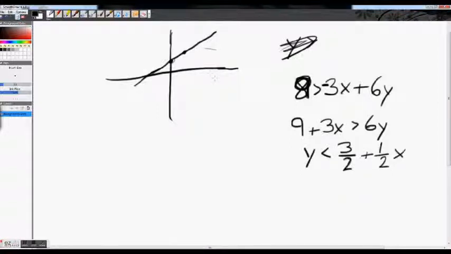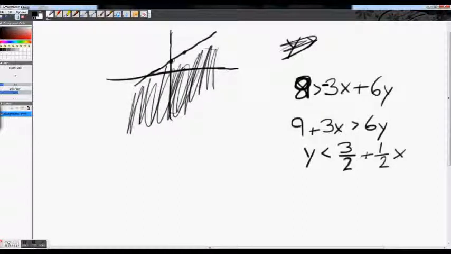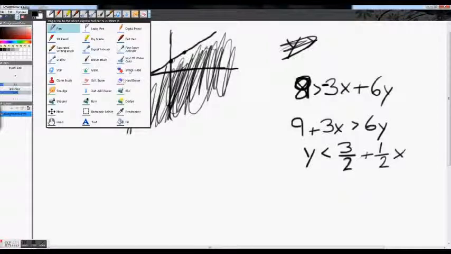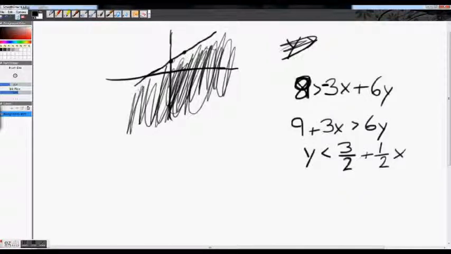Now, y being less than that, we'll put it down here. However, y being greater, that would put it above the line. However, the problem we have is that we didn't quite do this correctly, because it's saying that y is less than, not less than or equal to.